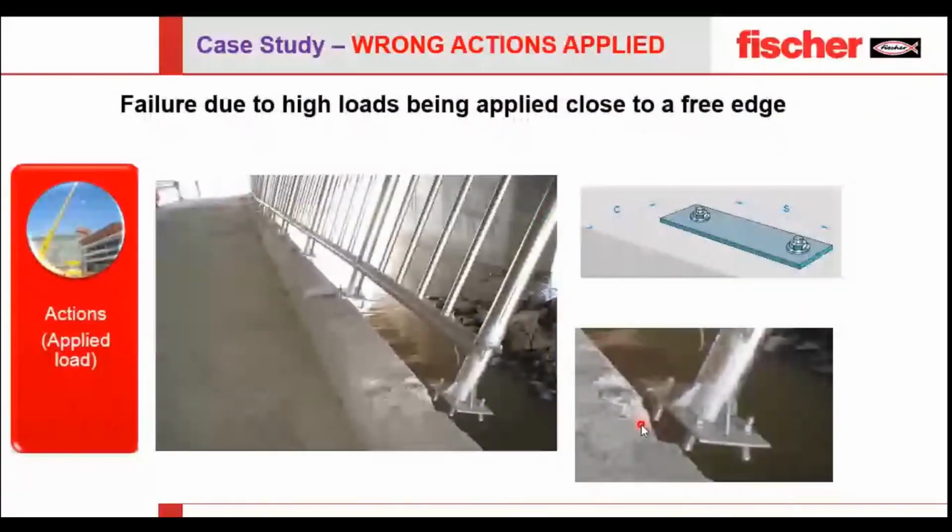Now let's look at the second case study, which is wrong actions applied. You can see a very beautiful handrail over here. Unfortunately, again, you can see a failure happening. A load or action which was not recommended, or not designed for the handrail, was applied, and you can see the failure. It has collapsed the whole handrail due to minimum edge distance or minimum spacing. It can be a couple of reasons, but the load was not considered.